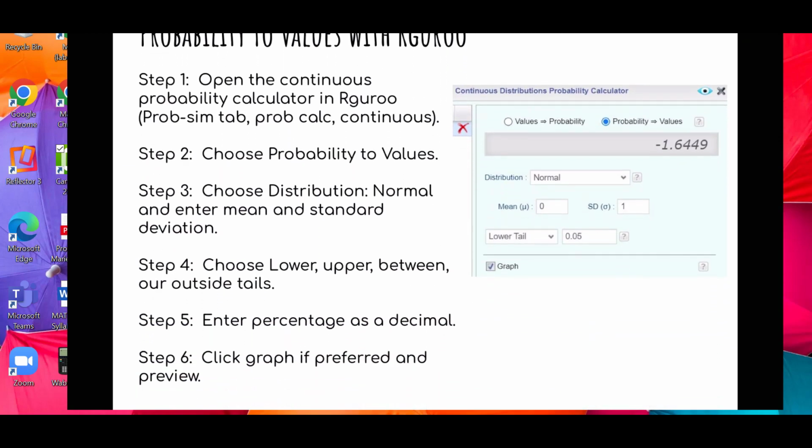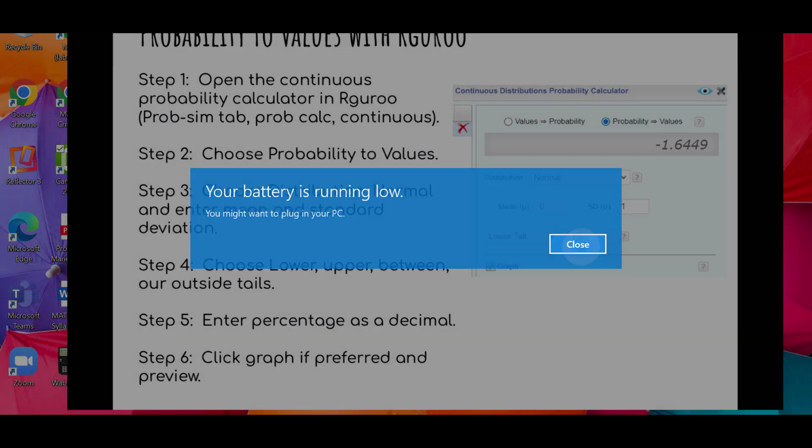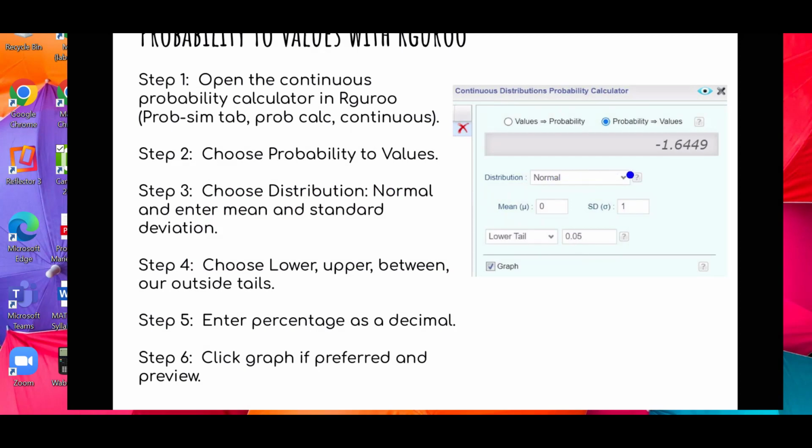So how do we do that? All right, it's very similar to before. You'd open the continuous probability calculator by clicking the probability simulations tab, the probability calculator, choosing continuous. But this time you would change the top from values to probability to make sure it says probability to values. And then it is going to ask for the distribution, which is normal. It'll ask for the mean and the standard deviation, but you'll notice this part here is going to change just ever so slightly. And so we may have to do a little bit of calculations depending on what they're asking, right?